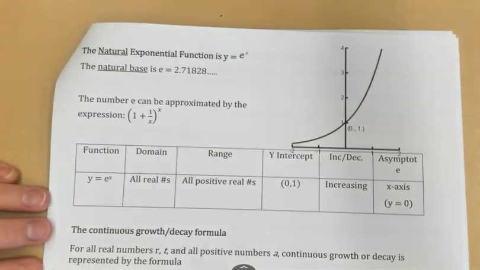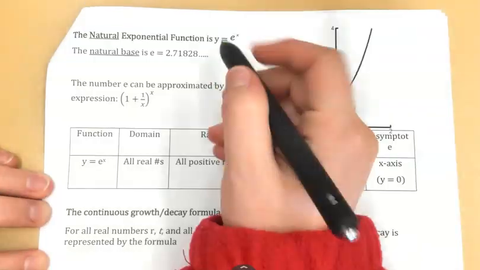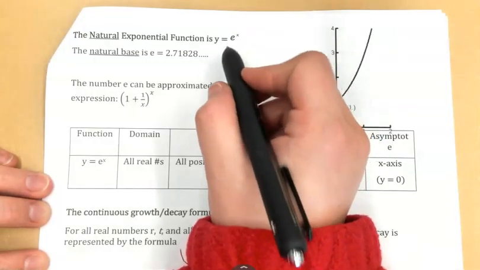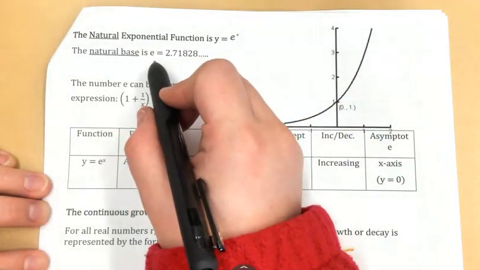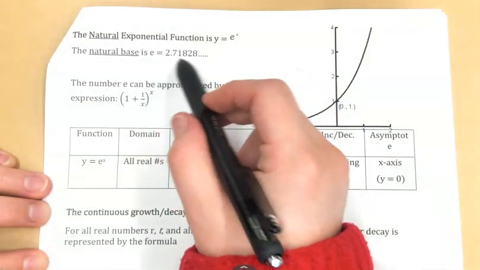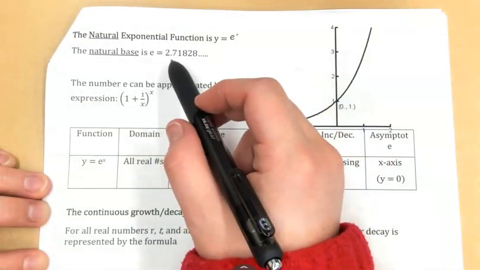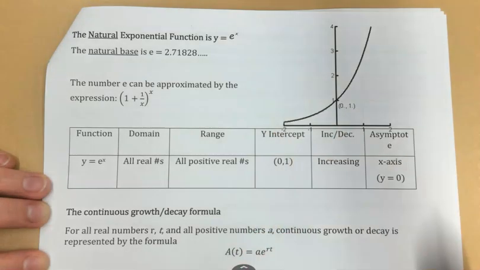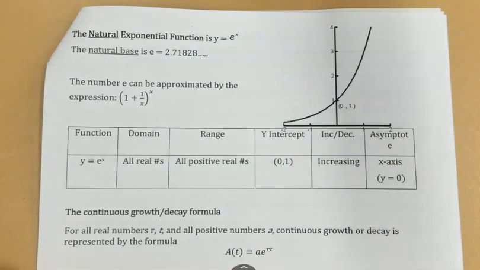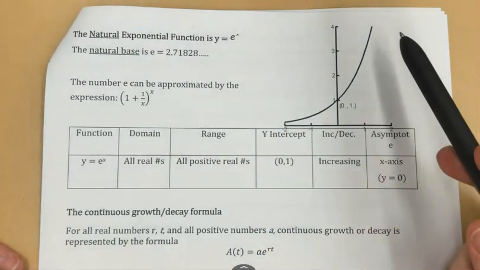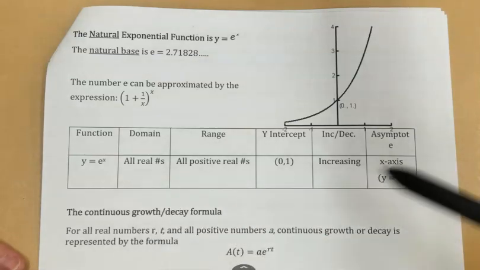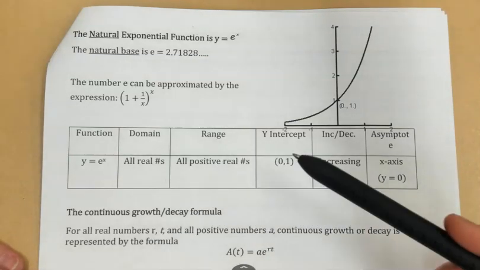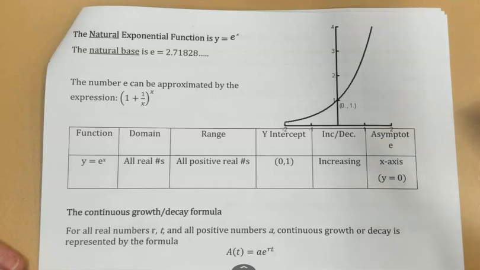Okay, then the last thing I want to draw your attention to today is our natural exponential function, where we have e to the x power. So e is called our natural base, and it's kind of like pi. It's got a never-ending decimal, and it's roughly 2.71828, and it trails on and on and on, kind of like pi does. Now, your parent function, e to the x, looks like your regular exponential function. Your domain, range, y-intercept, increasing, and horizontal asymptote all have the same features.